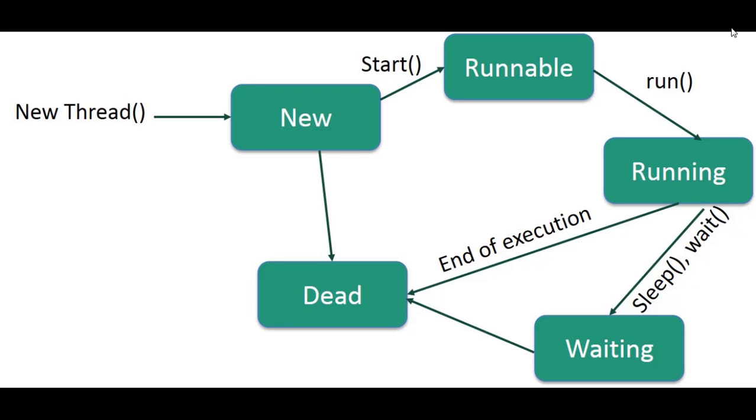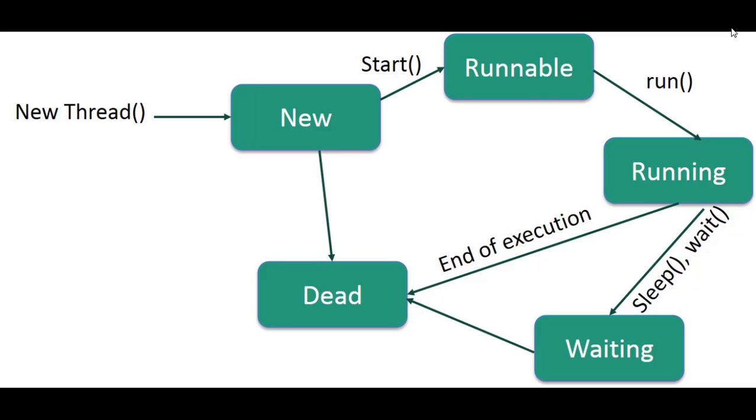Runnable: after a newly born thread is started, the thread becomes runnable. A thread in this state is considered to be ready for executing its task. Running: in this phase, the thread is running our custom thread class run method.